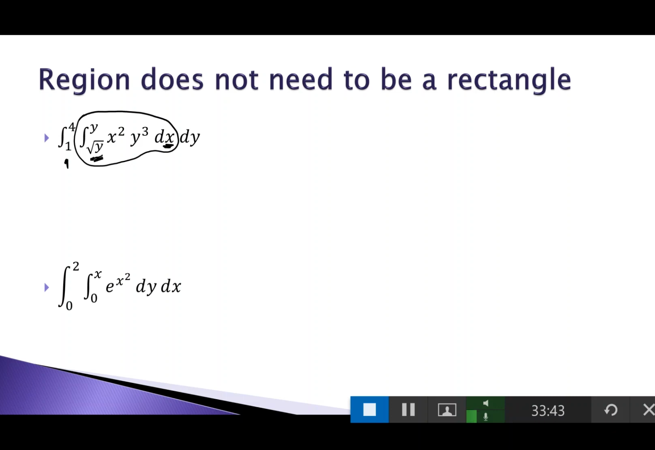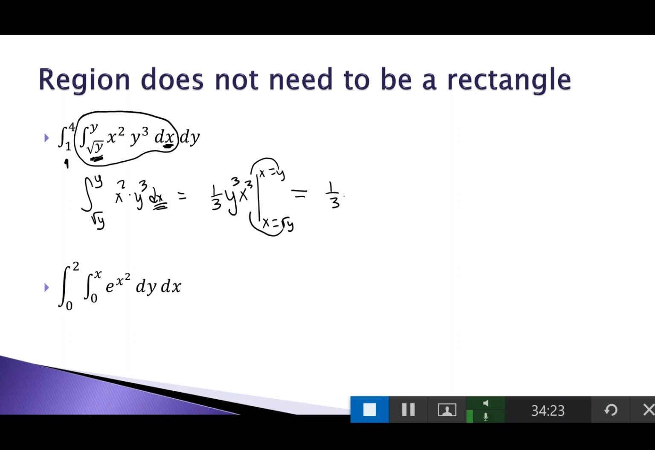Let's work this. I just work it like I would normally. So I'll do my inside integration first. So I'm integrating from the square root of y up to y, x squared times y cubed dx. This is telling me that x is my variable. So the y cubed will just carry along because it's a constant. And when I integrate x squared, I get 1/3 x cubed. And I'm evaluating from x equals root y up to x equals y.